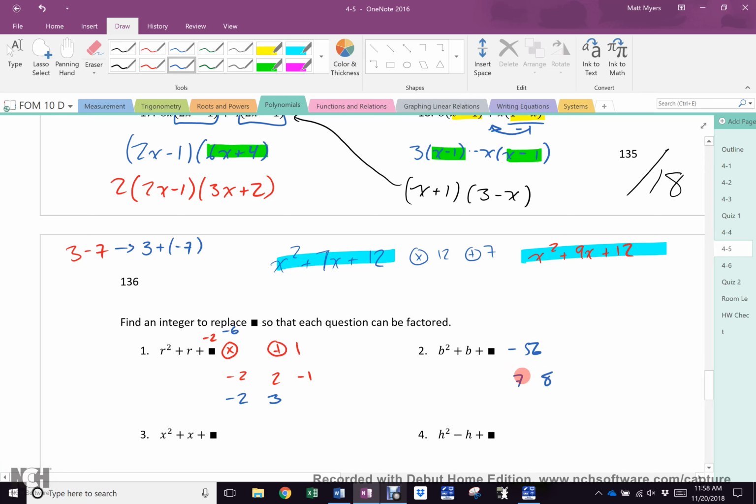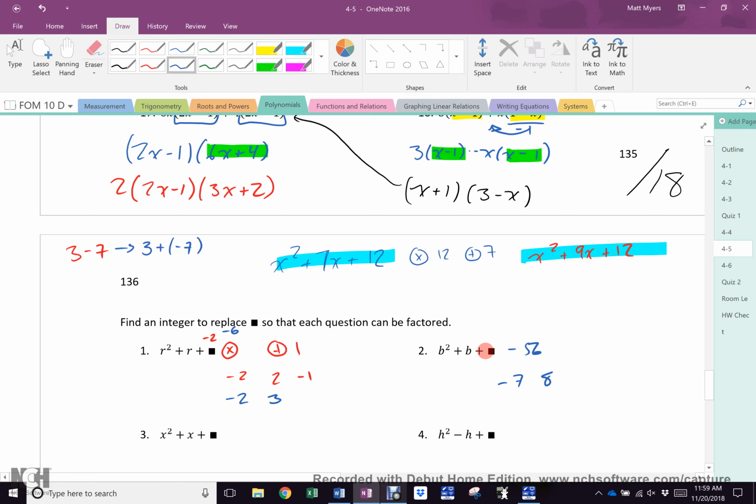7 and 8, which one gets the negative? Negative 7, because 8 minus 7 is 1. Good job. And 9. 8 and 9, absolutely. Which one would get the negative? The 8, because 9 minus 8 is 1. So what number would actually go there?